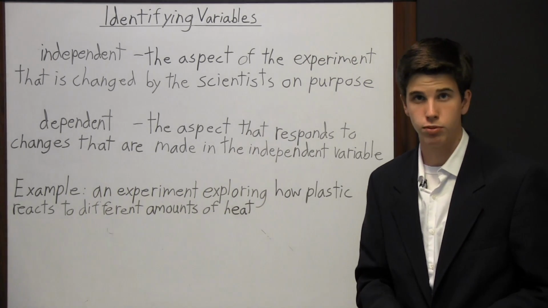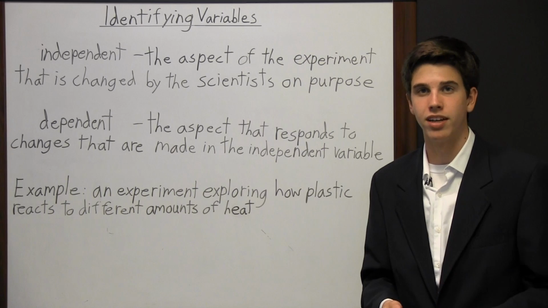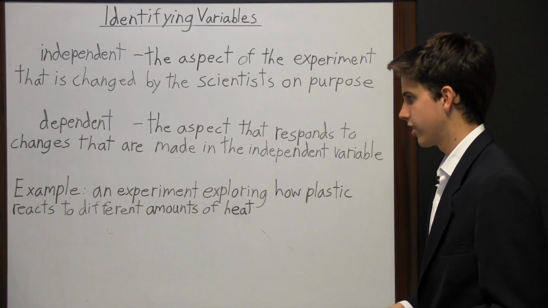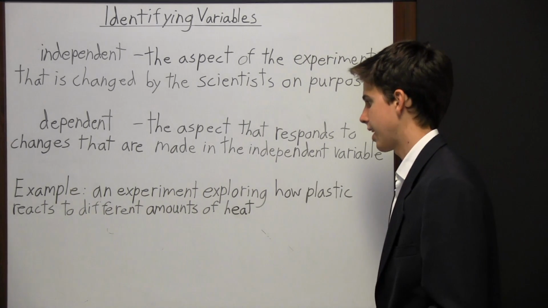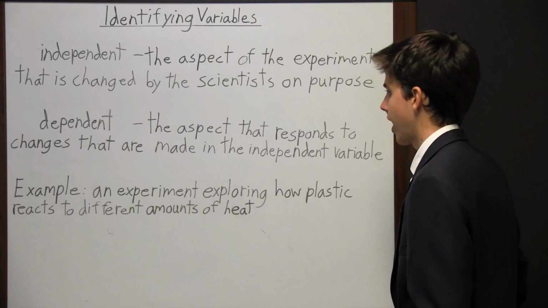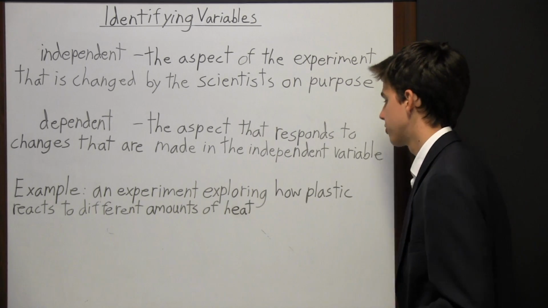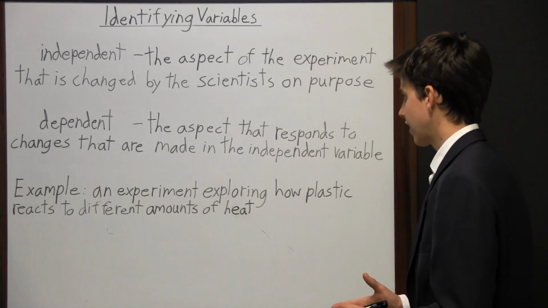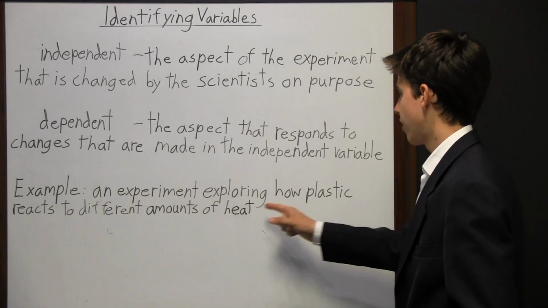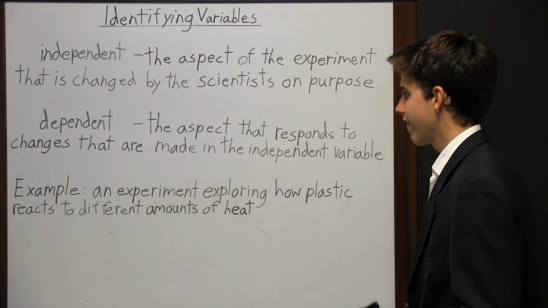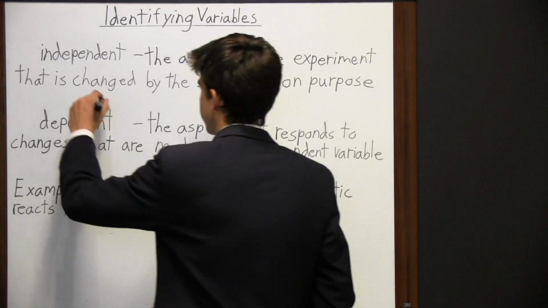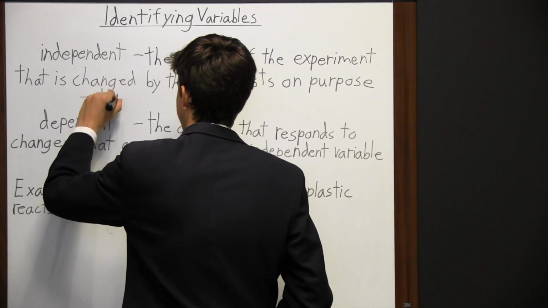Now, it's important to be able to identify the independent and dependent variables in an experiment. So let's take a look at this example. An experiment exploring how plastic reacts to different amounts of heat. So here we're taking a look at plastic and its response to heat. So the independent variable here is going to be temperature.